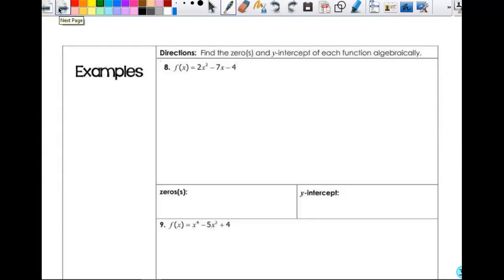So it says find the zeros and the y-intercept. Same instructions here. For number 8, I need to set f of x equal to 0. So 0 equals 2x squared minus 7x minus 4. I have a quadratic set equal to 0. So I either factor or graph, which we're not going to do, or use the quadratic formula, which we are also not going to do. You're going to have to factor it. I'll factor this one by grouping. I don't care how you factor. You don't have to relearn anything. It's totally up to you.